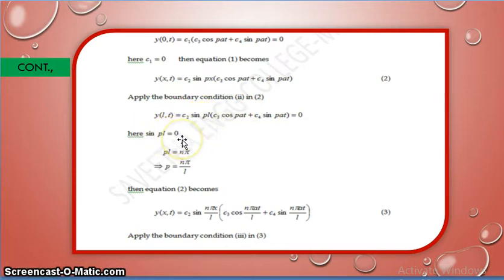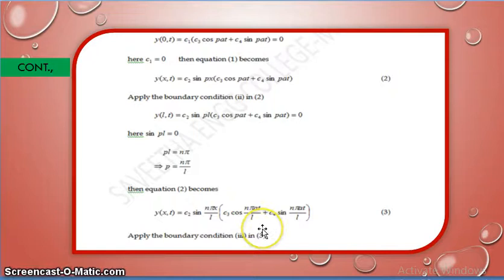So sin of what is 0? That is n pi. So pL equal to n pi. Therefore p equal to n pi divided by L. Substitute p equal to n pi by L in equation number 2. So we get y of x comma t equal to c2 sin n pi x by L into c3 cos n pi at by L plus c4 sin n pi at by L. This is equation number 3.